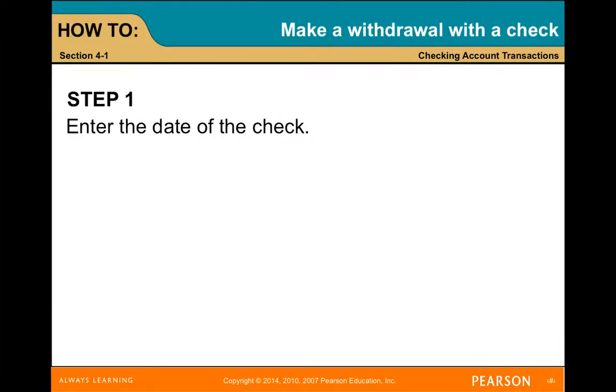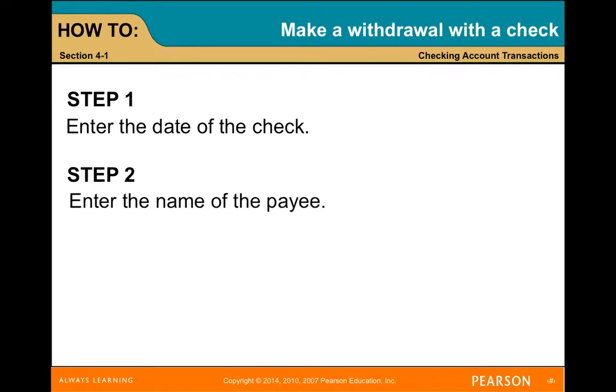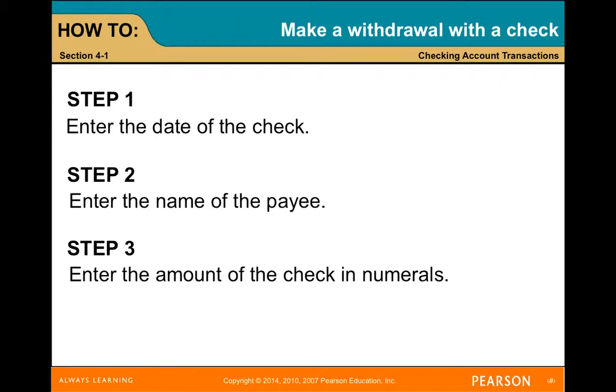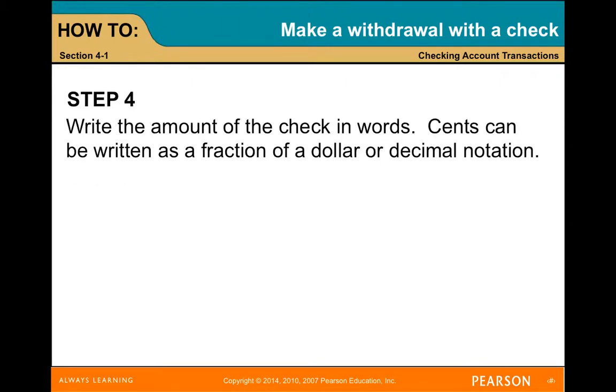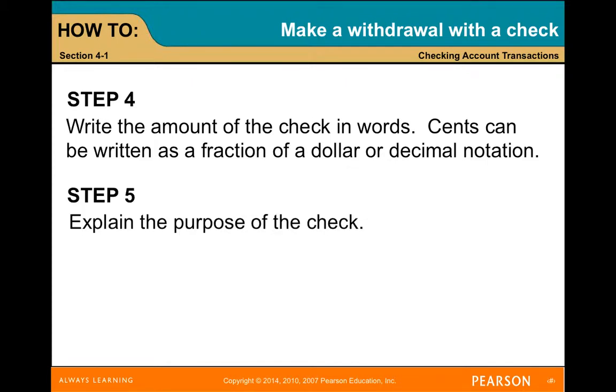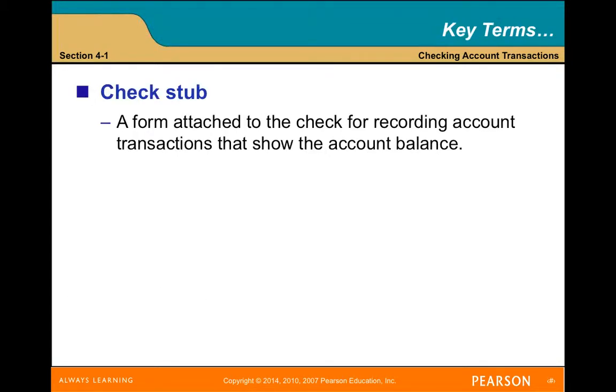Make a withdrawal with a check. The first step is to enter the date of the check. Step 2 is enter the name of the payee. Then enter the amount of the check in numerals. Step 4, write the amount of the check in words. Cents can be written as a fraction of a dollar or a decimal notation. Step 5, explain the purpose of the check. Step 6, sign the check.